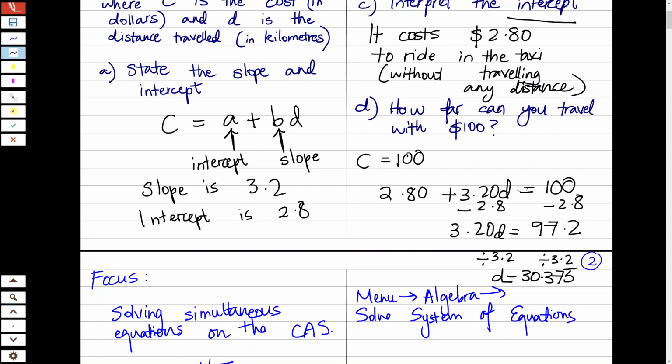Alright, so I set up this equation for D, did some algebra. You can also do this in the CAS calculator as well. Now, D equals 30.375. So what does that mean? I've got a number, and I want to put it into a sentence and relate it to the real world. Remember, we started off by saying, how far can I travel with $100?